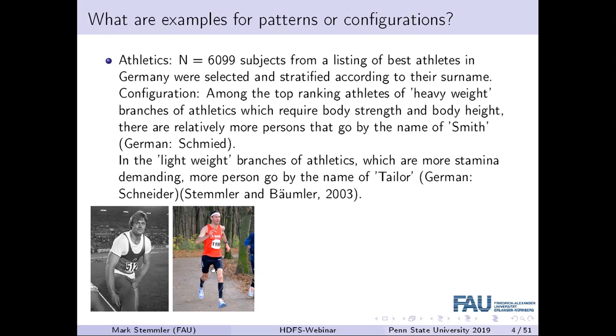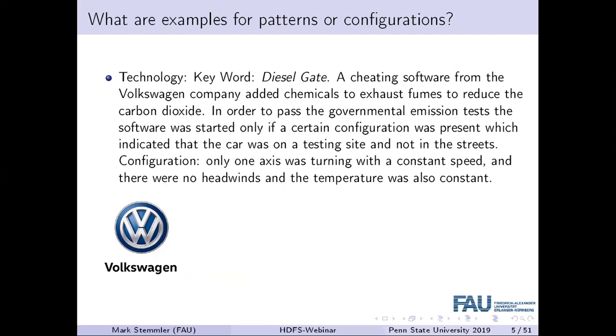I have two more examples, or three actually, to get you in the mood of thinking of patterns or configurations. This is what we call in Germany Dieselgate. The Volkswagen company came up with cheating software in order to reduce the exhaust fumes, the carbon dioxide, for their diesel engines. They advertised them as blue diesel, blue planet Earth is a blue planet. But in fact, there were no environmentally appropriate cars, because they were putting a lot of exhaust fumes into the air.